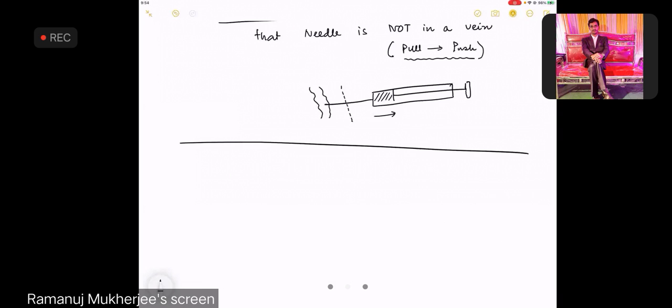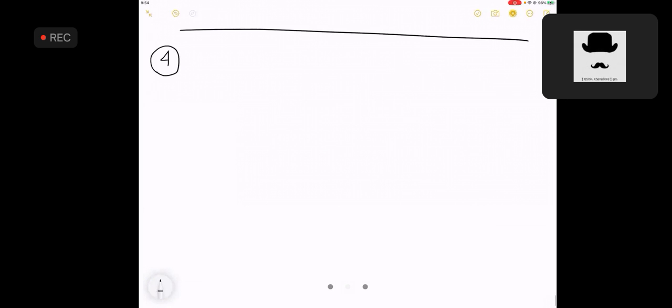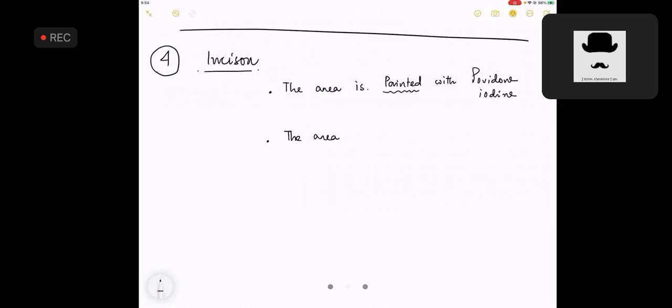What is step number 4? Incision. Very good. In this topic, what I am going to tell the examiner is that the area is painted with povidone iodine. This is point number 1. Point number 2, the area is draped. So the area is painted with povidone iodine and it is draped.